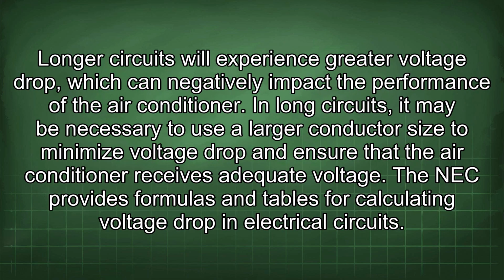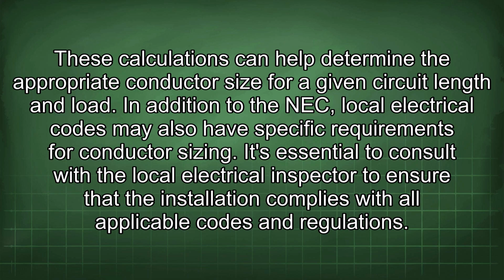Longer circuits will experience greater voltage drop, which can negatively impact the performance of the air conditioner. In long circuits, it may be necessary to use a larger conductor size to minimize voltage drop and ensure that the air conditioner receives adequate voltage. The NEC provides formulas and tables for calculating voltage drop in electrical circuits. These calculations can help determine the appropriate conductor size for a given circuit length and load.